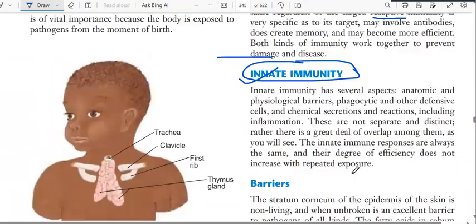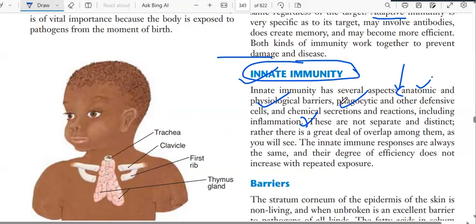Innate immunity has several aspects: anatomic and physiological barriers, phagocytic and other defenses, and chemical secretions and reactions, including inflammation. So basically, it will start from here to here. First is anatomical, structural, it has the position. Physiologically, they work as barriers to protect.